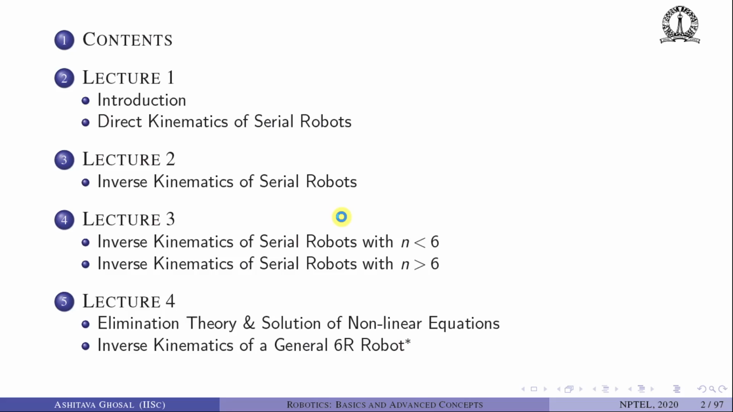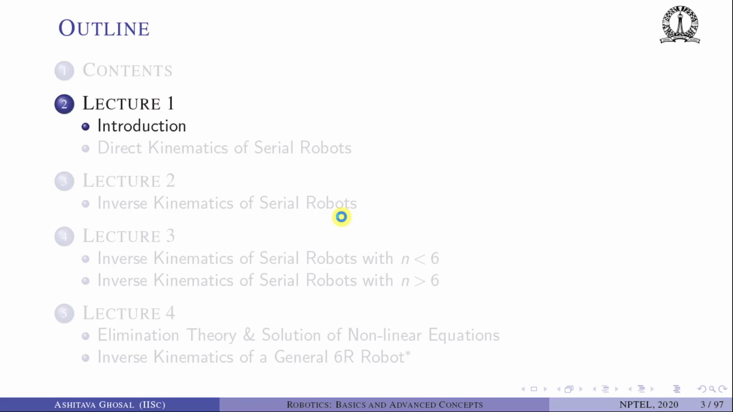So basically, we'll see that we always have to solve nonlinear equations, and I will present a method called elimination theory, which can be used to obtain solutions to these nonlinear equations. And we'll use this elimination theory to show you how the inverse kinematics of a general 6 degree of freedom 6R robot can be solved. So let's continue.